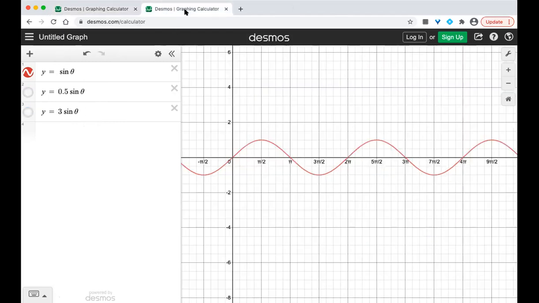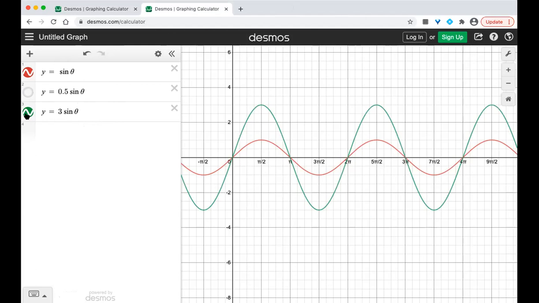Before, when we were looking at amplitude, here's the same examples from before. When we were looking at amplitude, the number that was affecting the height of our function was directly in front of our sine. I had y equals sine theta, there's my y equals 3 sine theta. Again, notice it was vertically stretched. y equals 0.5 sine theta. That's what was happening before. The number directly in front of our function was changing the height of our function.